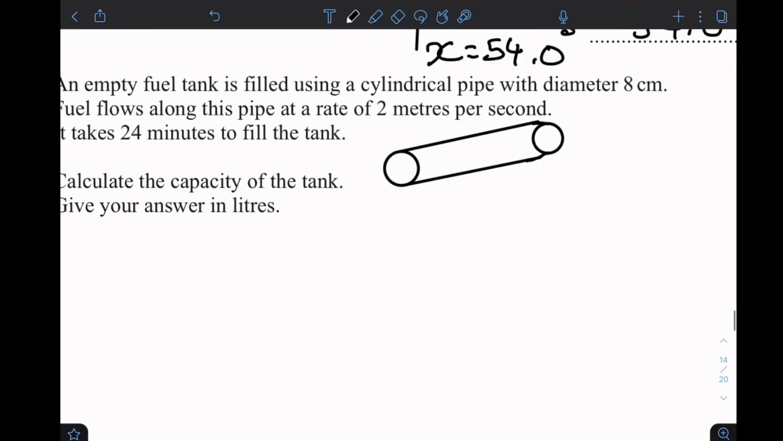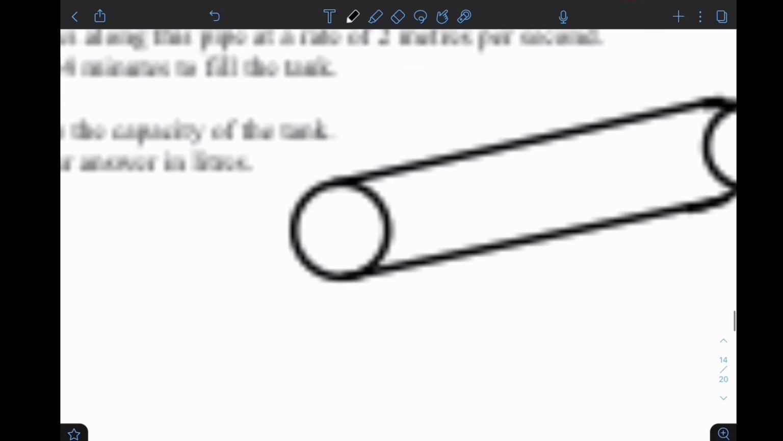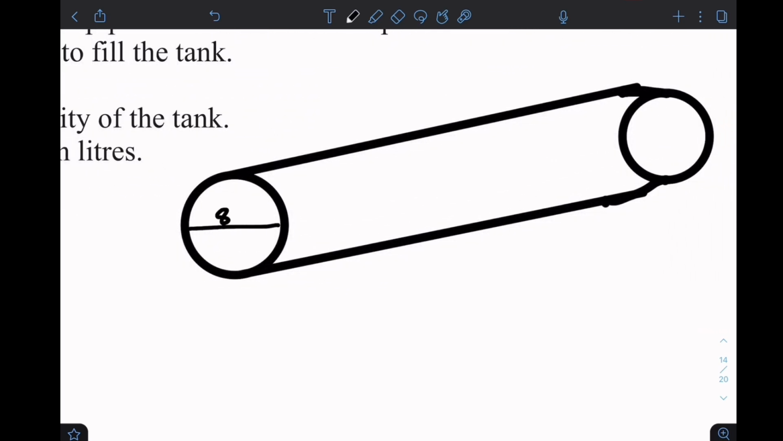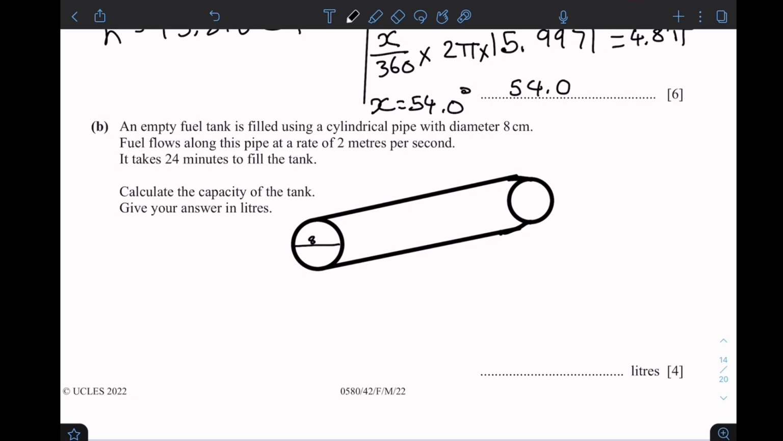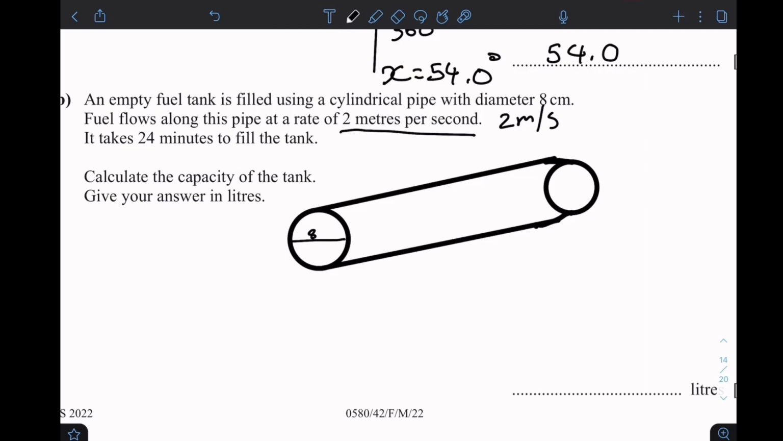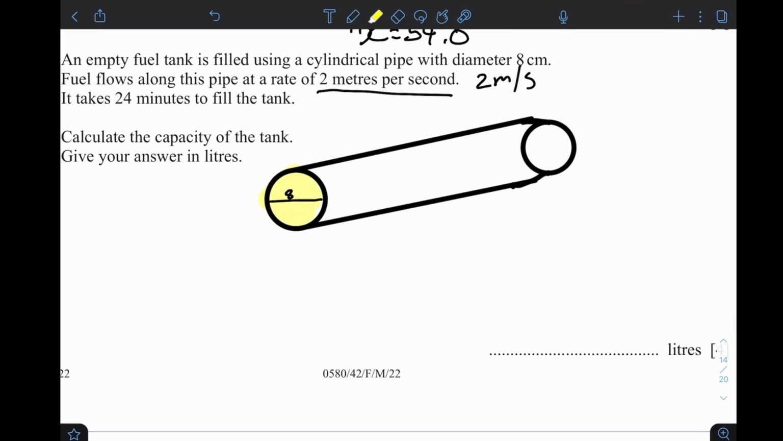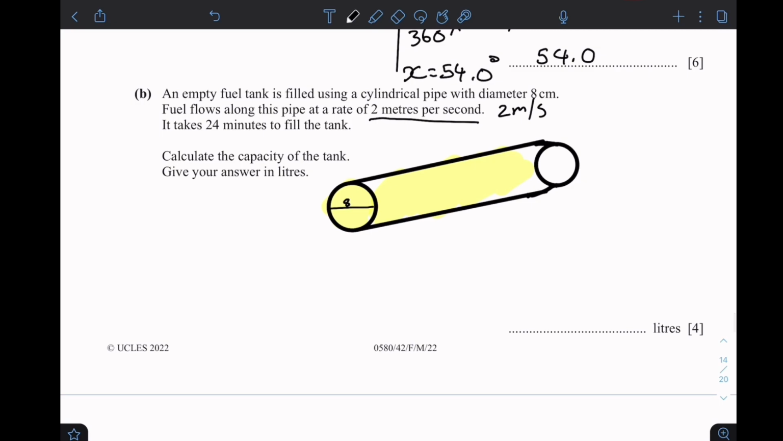So there's a cylindrical tank, and let's just make this bigger. So the diameter is 8, and it flows along this pipe at a rate of 2 meters per second. 2 meters per second. Okay? And the diameter is 8 centimeters. So this area, as you can see, this area is constant everywhere, right? And they're saying fuel flows along this pipe at a rate of 2 meters per second. It takes 24 minutes to fill the tank.